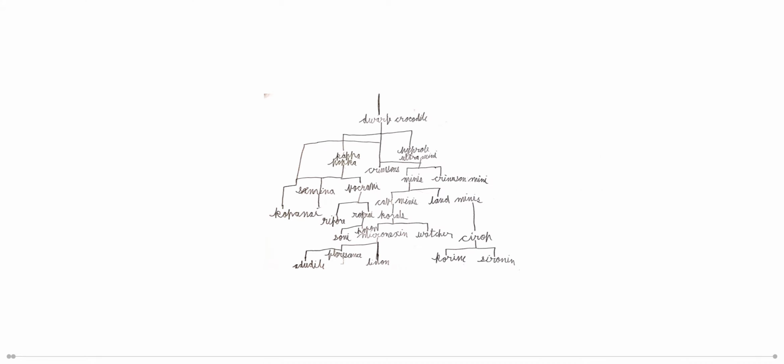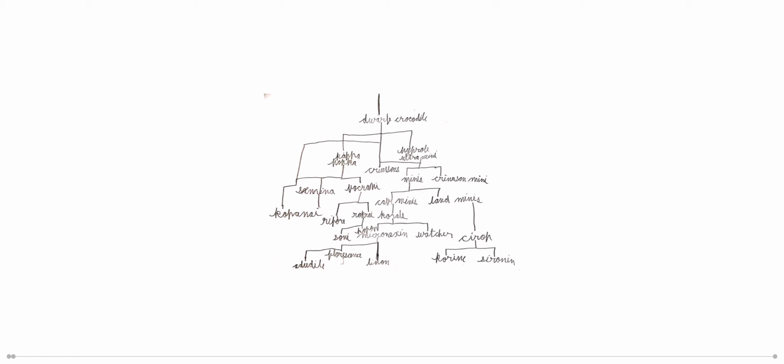So, hypsobs and another group of creatures called crimsons, which came straight from the dwarf crocodile, crossbred with the hypsobs, and they created the minis and the crimson mini. The crimson mini isn't actually part of the mini group, even though he is called a mini. He's a completely different group.